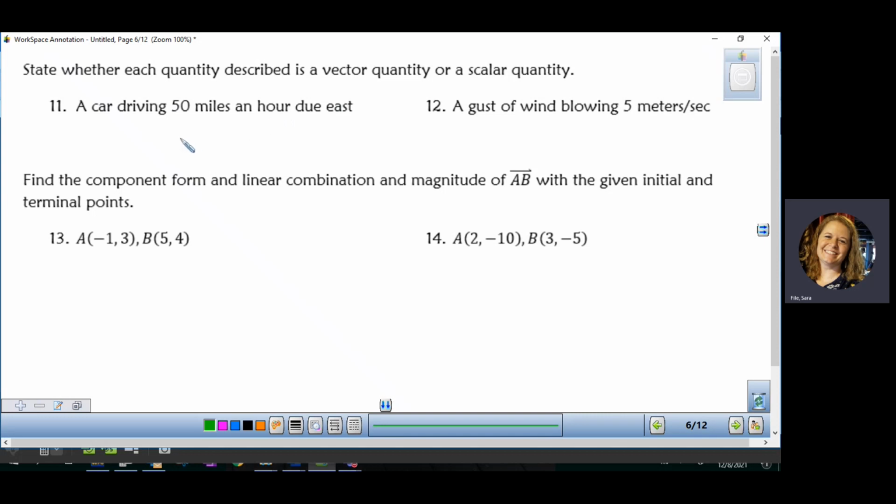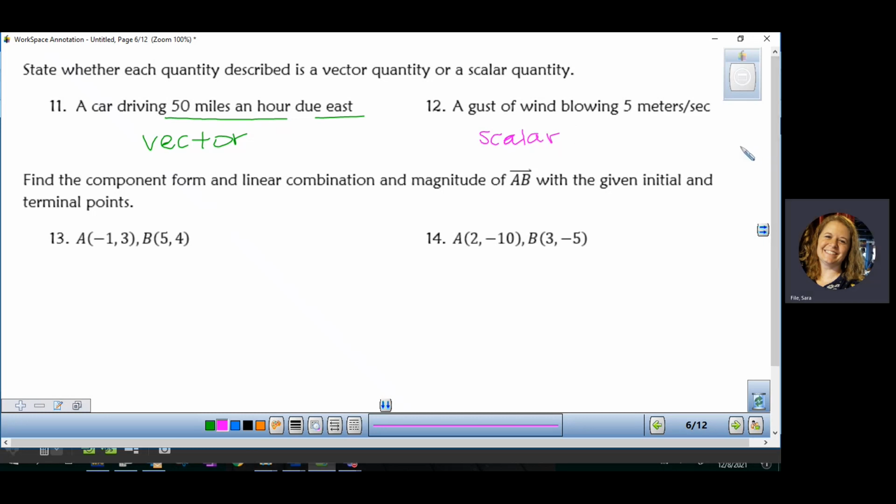Is that a vector or a scalar? What's the magnitude? 50 miles an hour. What's the direction? East. So that has both magnitude and direction. It is a vector. Okay, what about 12? A gust of wind blowing 5 meters per second. We don't know the direction the wind is blowing. We only know the speed. So that is a scalar.